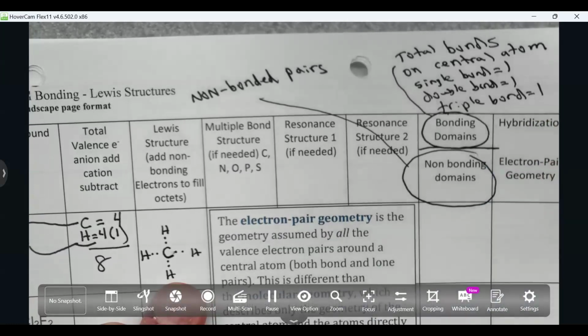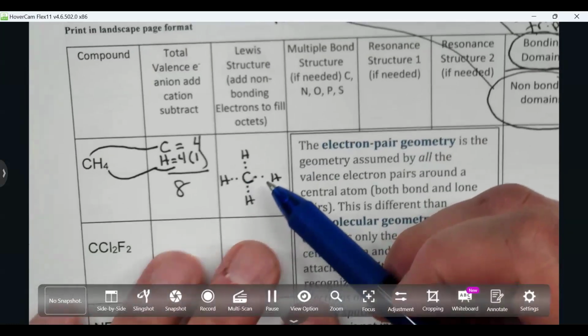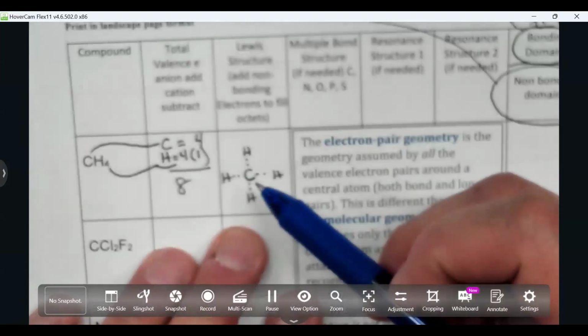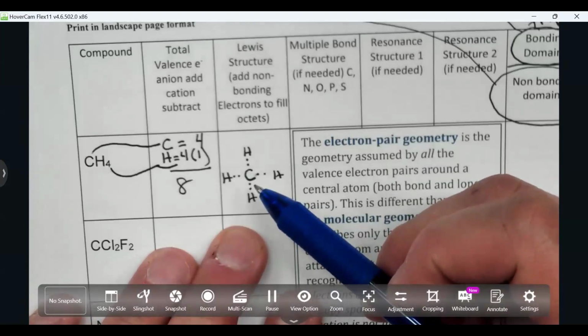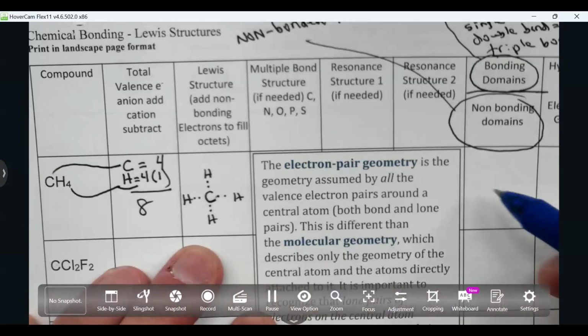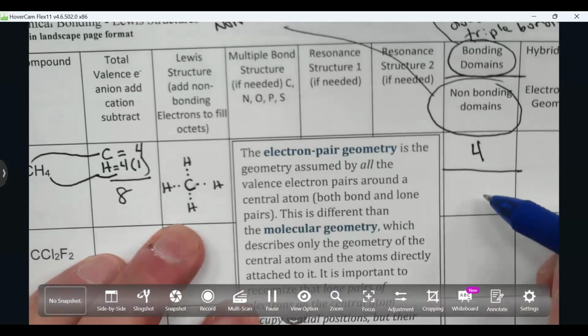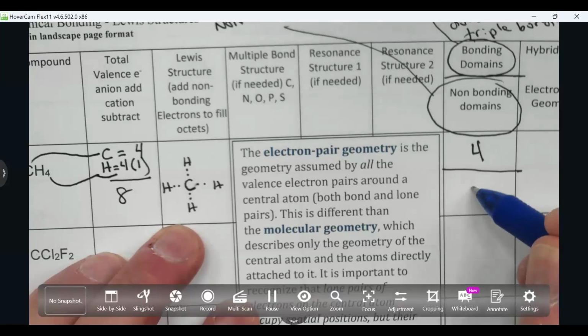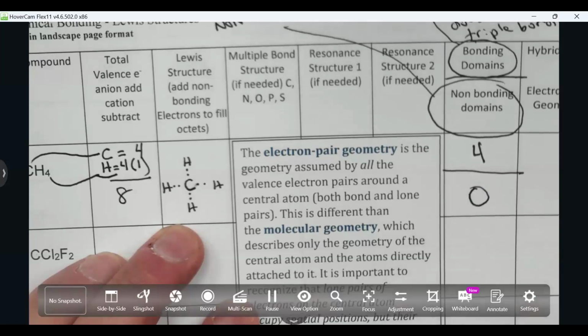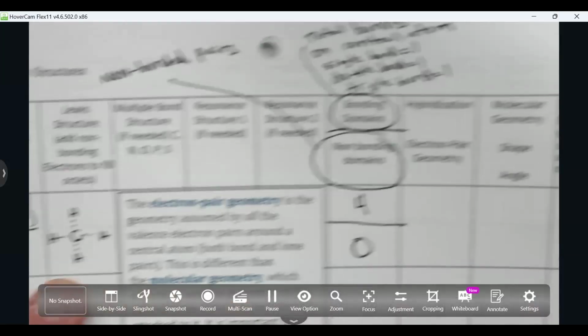So for this compound, how many bonding domains? Total bonds on the central atom, carbon. Carbon's my central atom. How many bonds do I have? You have 4 single bonds, correct? Is there a pair of electrons not bonded to anything? No. This is a 4-0.